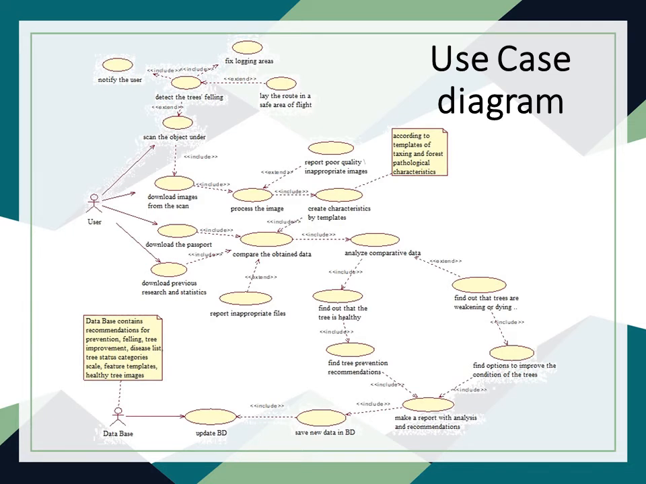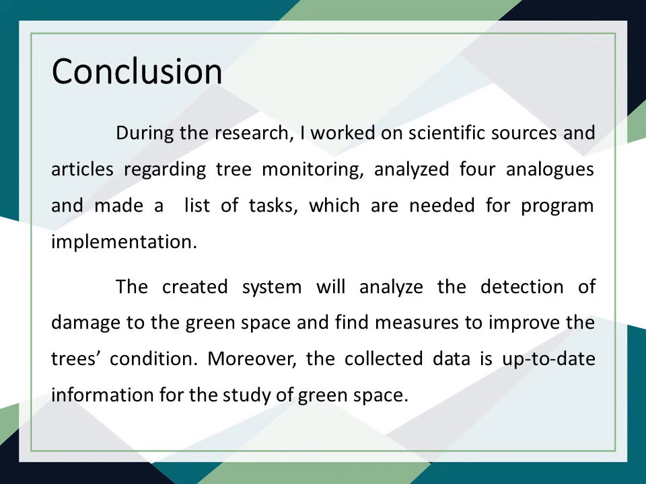First of all, the user downloads images from the scanning, and downloads the passport and previous usage and statistics. Then the system processes the images, creates characteristics by templates, and compares the obtained data. Then it analyzes comparative data and finds out whether the trees are healthy, weakening, dying, or have other diseases. In the end, it finds tree prevention recommendations and options to improve the condition of the trees and makes a report with analysis and recommendations.